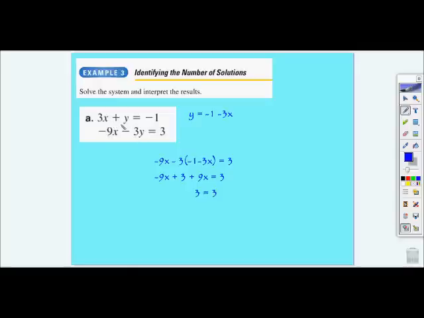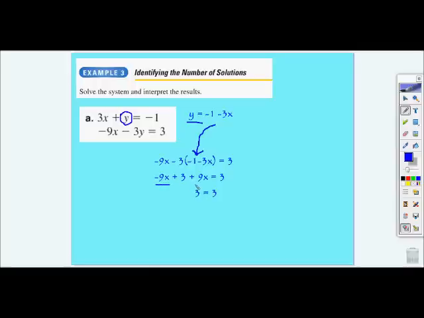I notice in the first equation I have a single variable, the coefficient of 1, so substitution will be my plan. I'm going to change equation 1 to a y equals equation. Then I will take that and I will substitute it in equation 2 for my y. When I do this, I achieve only one variable.